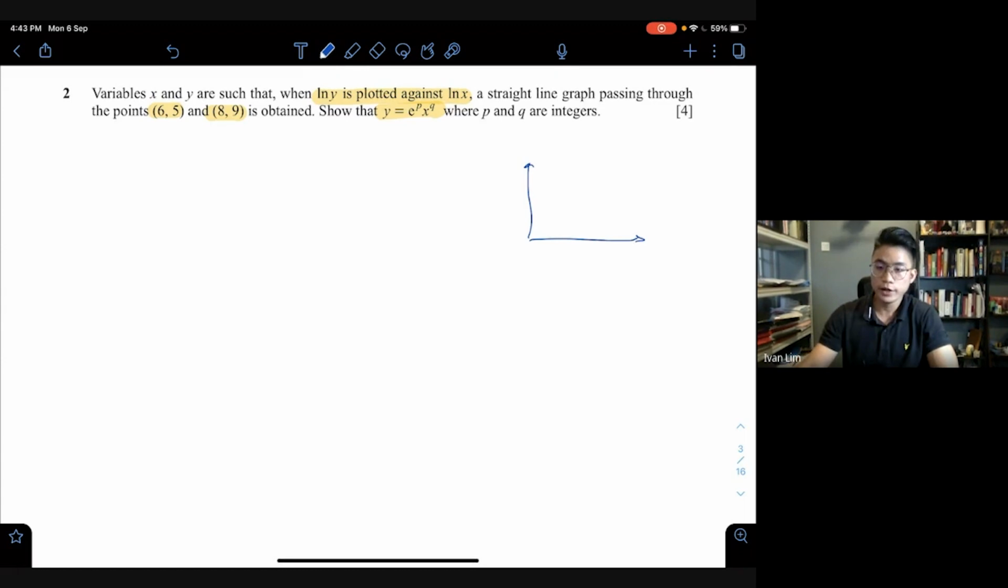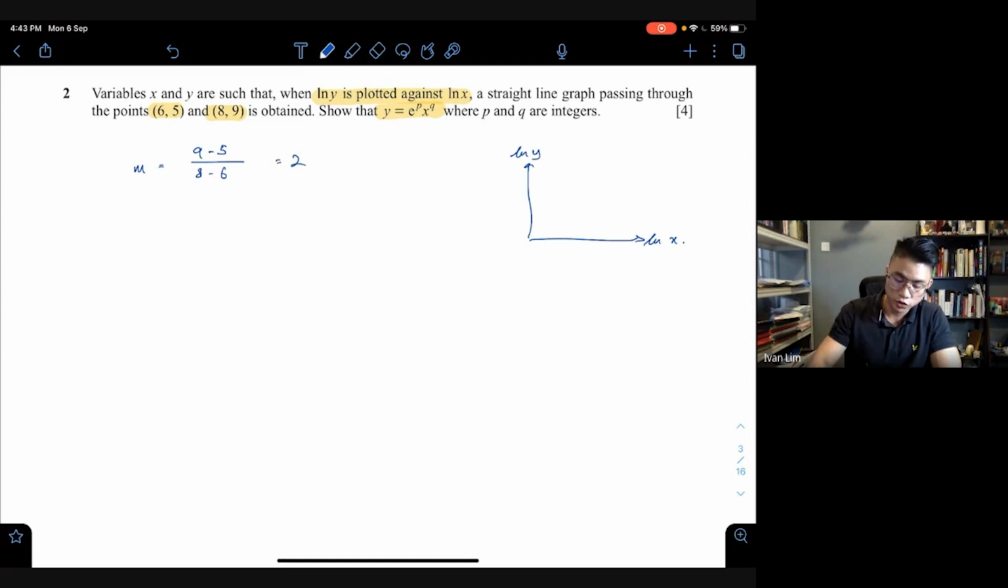They say ln y is plotted against ln x, right? So ln y against ln x. Now my y-axis is ln y, my x-axis is ln x. So it's your big Y equals m big X plus c. And then they say you've got (6, 5) and (8, 9). But based on ln y and ln x, this (6, 5) is ln x and ln y, not x and y. So what we need over here is a gradient. Gradient is 9 minus 5 over 8 minus 6, which equals 2.